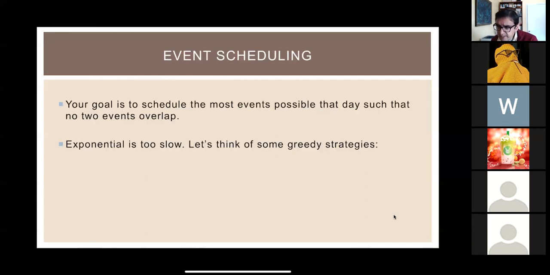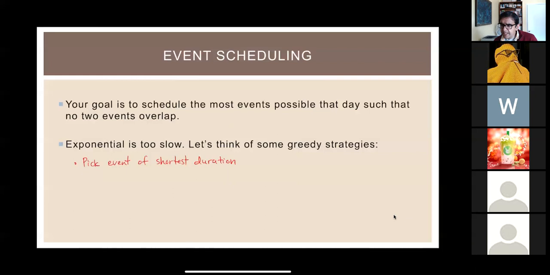Let's look at some solutions. Pick the event with the least time interval, the event of shortest duration. That kind of makes sense, right? Because if there's a short event, then it's only going to use up half an hour or an hour. That's great, so just pick something like that.